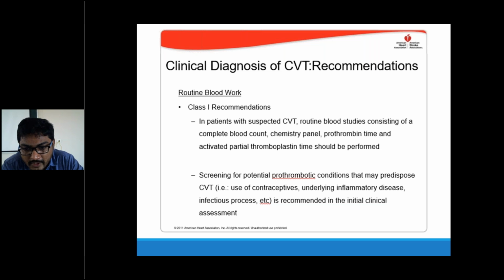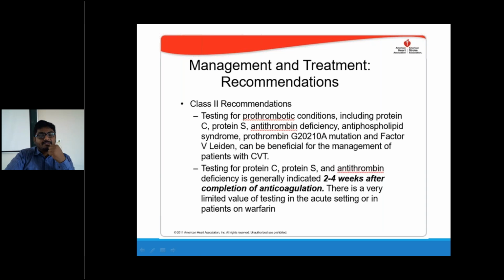Screening for potential prothrombotic conditions that may predispose to CVT, like use of contraceptives, we already discussed. Underlying inflammatory diseases, infectious processes, we have discussed, right? Management recommendations are that you should test for prothrombotic conditions like protein C, protein S deficiency, and this mutation I told you now, G20210A mutation, factor V Leiden mutation, right? You should check for antiphospholipid antibody syndrome.